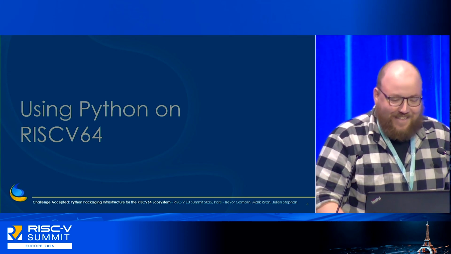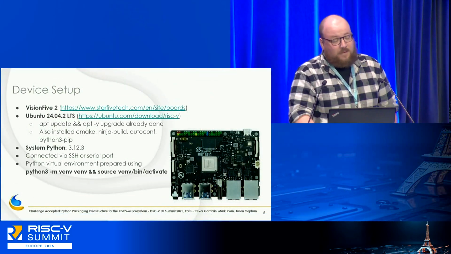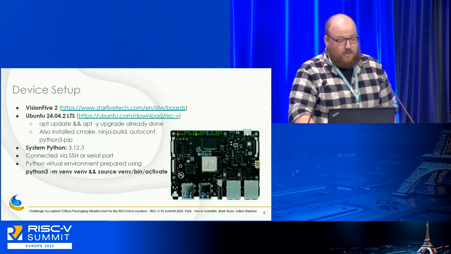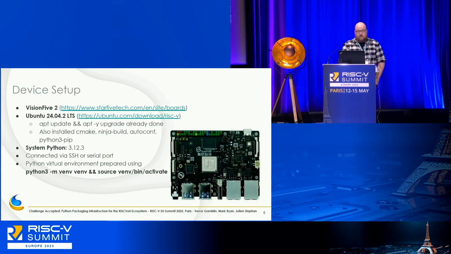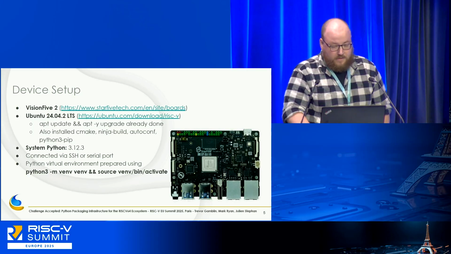Okay, good. So for reference, the device setup I'm using in the examples I'm about to show, it's a Vision Five 2 in my board farm at home. It's running a fresh install of Ubuntu 24.04. I haven't done much to it. It's a fresh install with the exception of a system update, and I've installed a few build tools that I'll explain why I did that in a few slides. The system Python is 3.12.3, and I've set up a virtual environment for the examples coming up.